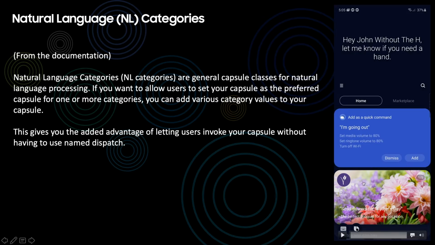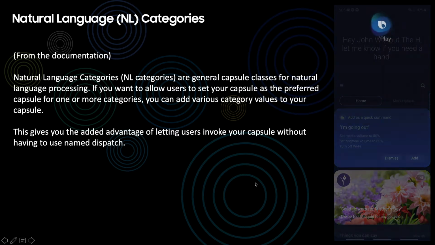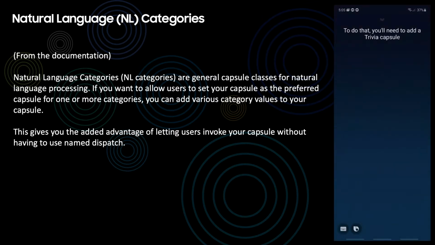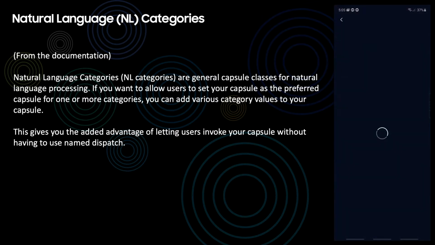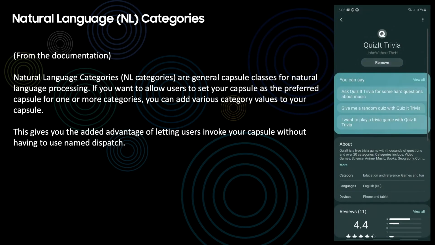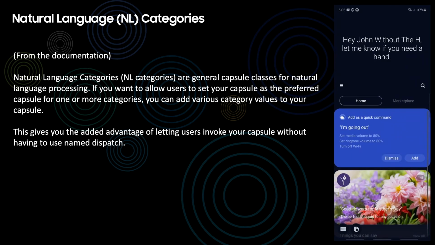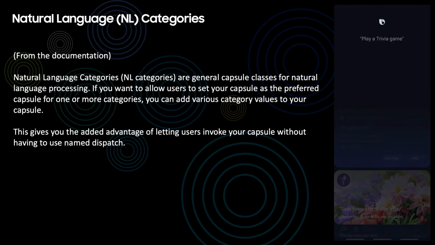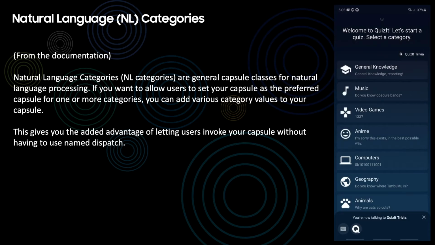This demo here will demonstrate the end results of implementing an NL category. For this one, I used my capsule Quiz Trivia. To do that, you'll need to add a trivia capsule, and you'll see that my capsule is automatically suggested to the end user. After adding the capsule, if you say to Bixby, play a trivia game, Welcome to Quizit. Let's start a quiz. It will automatically start Quiz Trivia without the need of name dispatch. For those unfamiliar, name dispatch would be like saying, ask Quiz Trivia to play a trivia game.